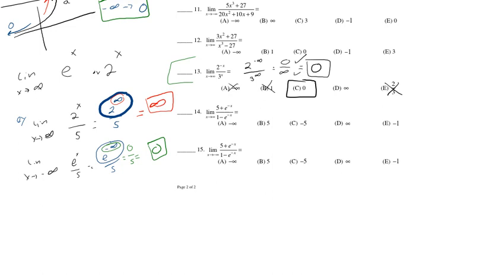Good. What about 14? Plugging in infinity here, I'm going to get 5 plus e to the negative infinity over 1 minus e to the negative infinity, because the negative sign here is my negative in front of my x's.